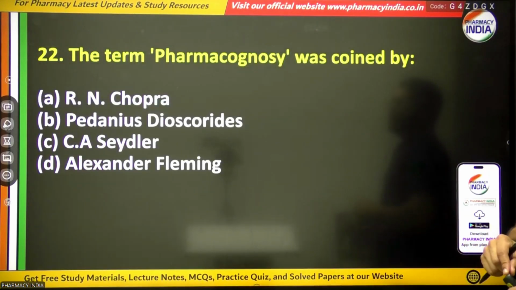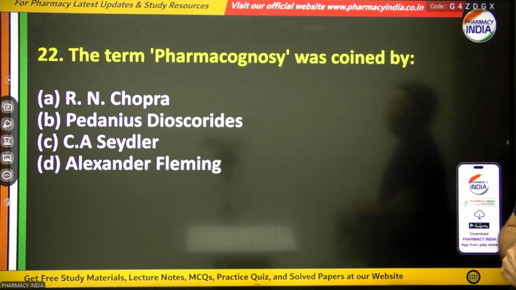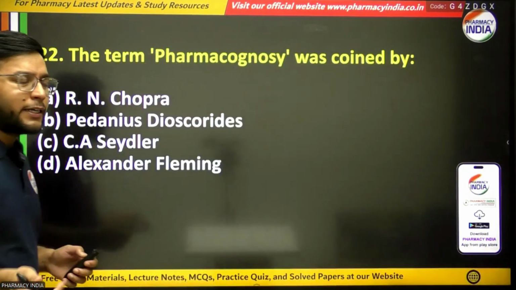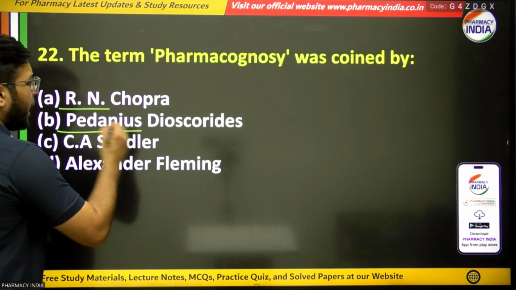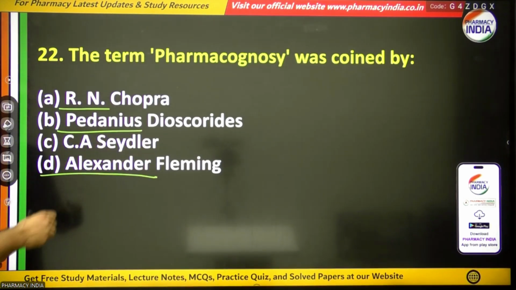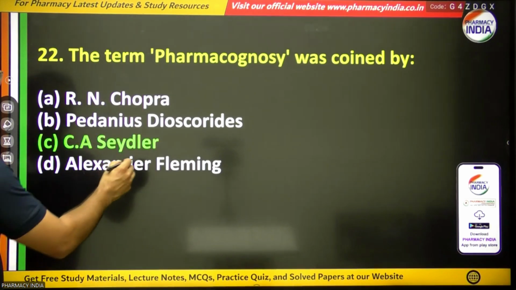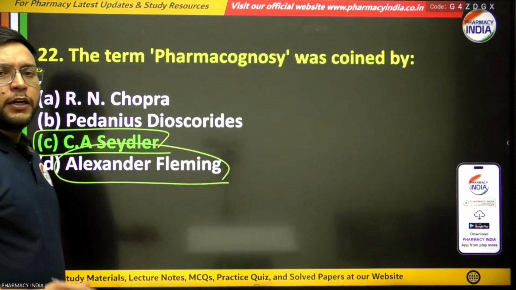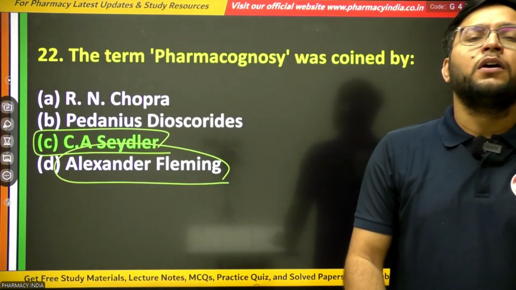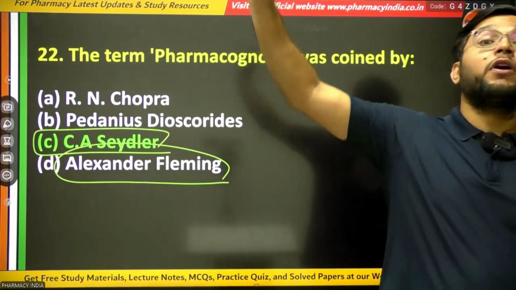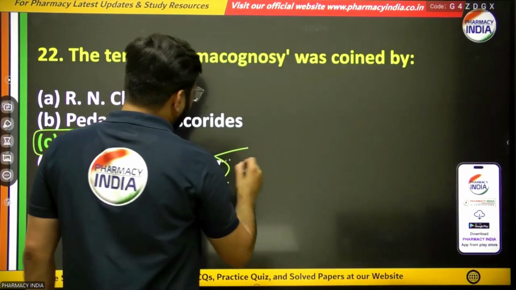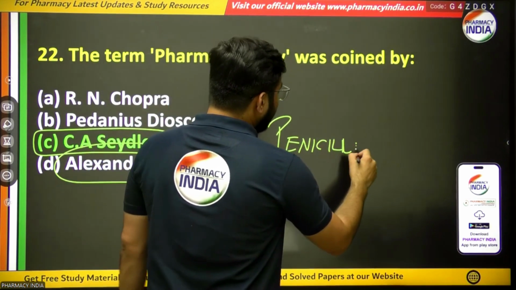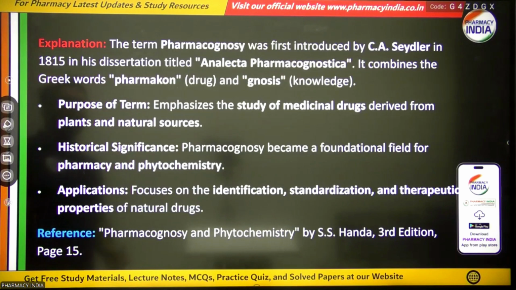Now the next question: the term pharmacognosy was coined by whom? What is the scientist's name? R.N. Chopra, Pedanius Dioscorides, C.A. Seydler, or Alexander Fleming? Let me be very clear: C.A. Seydler coined the term pharmacognosy, and Alexander Fleming is known for the discovery of penicillin, the first antibiotic, during World War II.